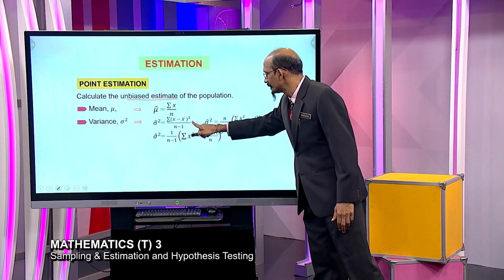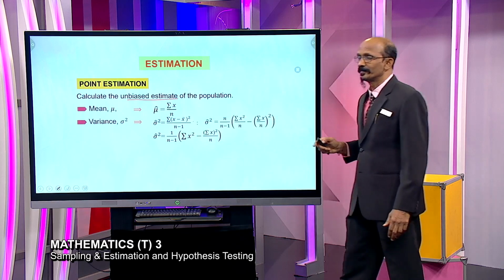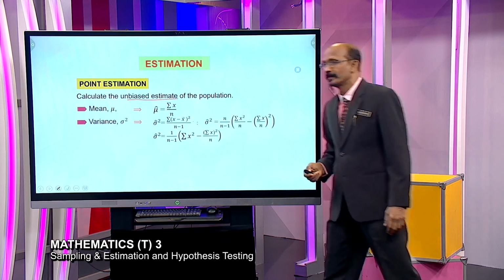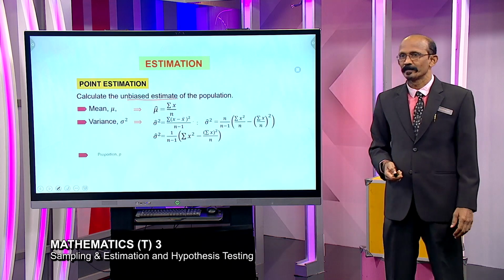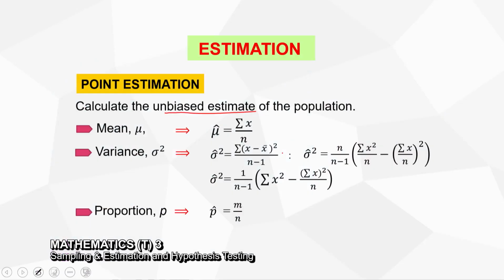Actually, this is the standard formula. All these formulas are derived from here. The student should be able to know that this one is derived from here. Okay, the next one is proportion. So for proportion, we got only 1 simple formula. I noticed that each of these formulas has a cap of some sort on top of the symbol.